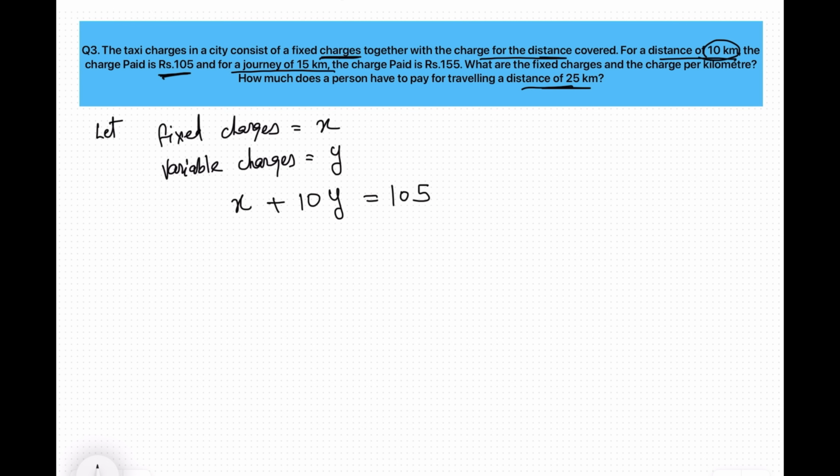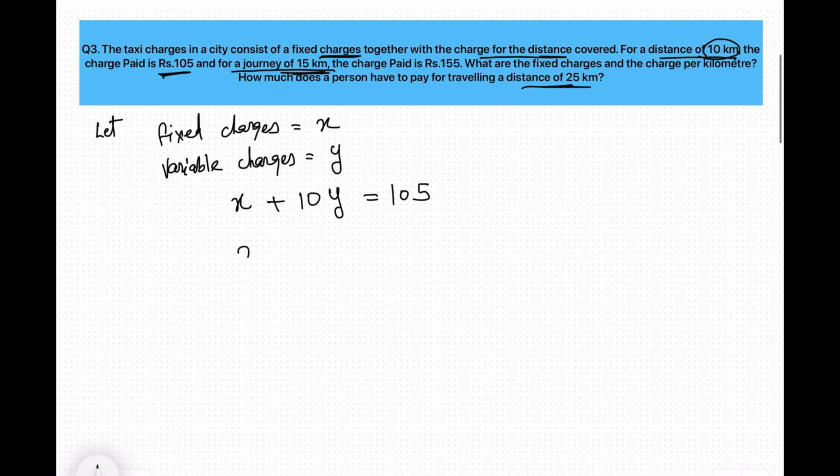For the second case, a journey of 15 kilometers, same thing. What do we have to do? x plus 15y, how much does he have to pay? 155, correct? Now we have to solve these equations and find the value of the fixed charges and the variable charges. Then we can put in the value for 25 kilometers and find out the money he has to pay. Let's solve this question.